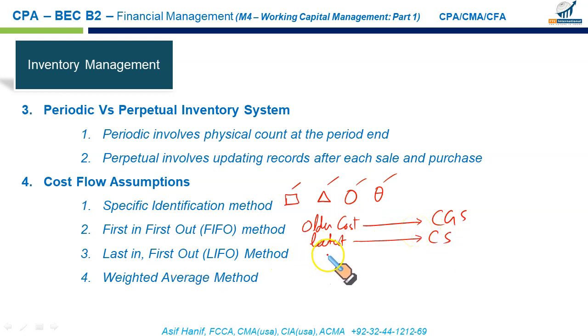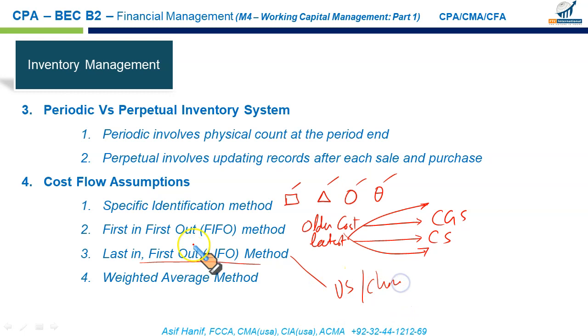Whereas in last in, first out, it is totally reverse. In last in, first out, your latest price is charged to CGS, whereas your older costs are taken to the closing stock. So they are totally opposite. Remember, this LIFO method is only permitted under the US GAAP. It is not allowed under IFRS.